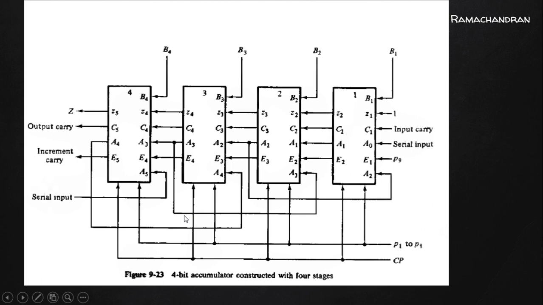Okay. So this is a university question. The question was for designing a 4-bit accumulator with 4 different stages that performs the 9 different micro operations listed in our previous function table. Okay.